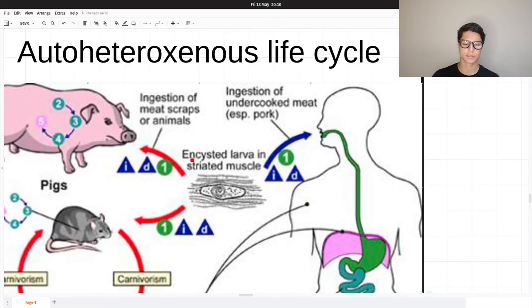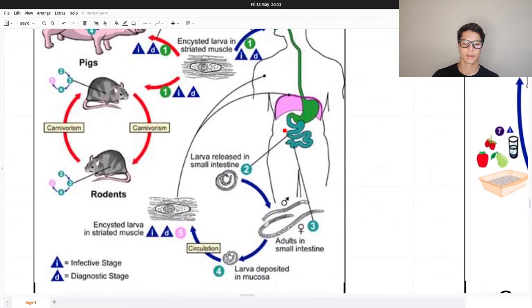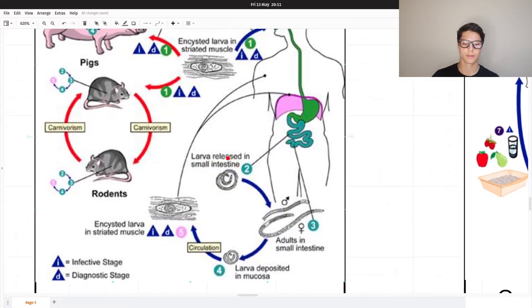In humans, it starts with the ingestion of uncooked pork meat. And then the larvae in the intestine are going to grow to adults. And then the adults are going to create larvae. And then those larvae are going to go through the circulation to the striated muscle and they're going to encyst there.